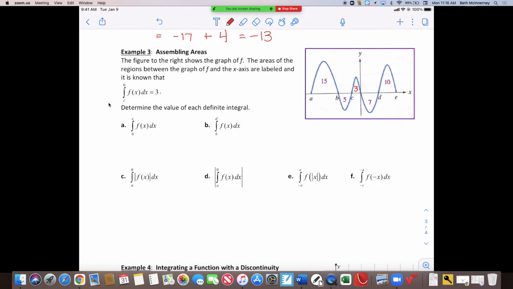Really fabulous. All right, so letter A, if I want to go from 0 to e, the integral f of x dx, that is just negative 7 plus 10 equals 3. How many of you got that? Give me a show of hands. You got it? All right, we're in great shape. Now, if I want to go b to d, that's negative 5 plus 3 plus negative 7. That's negative 9. So if you've done these two, you have the basic understanding.